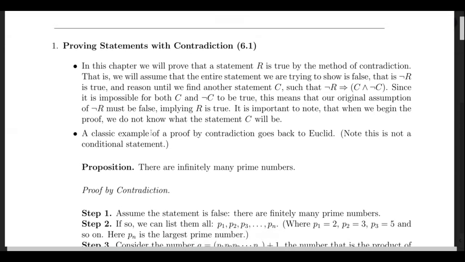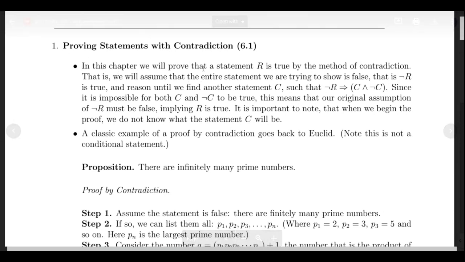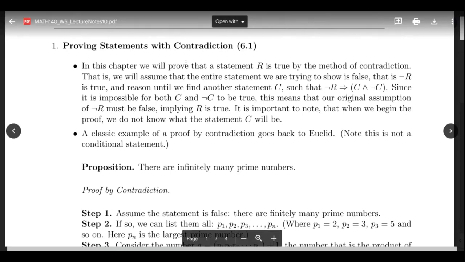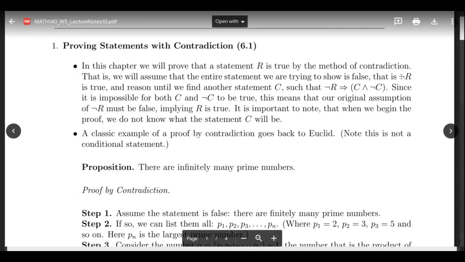So let's go through these slides. Proving statements with contradiction. In this chapter, we will prove that a statement R is true by the method of contradiction. That is, we will assume that the entire statement we're trying to show is false. That is not R, right? So the negation of R, not R, is true.